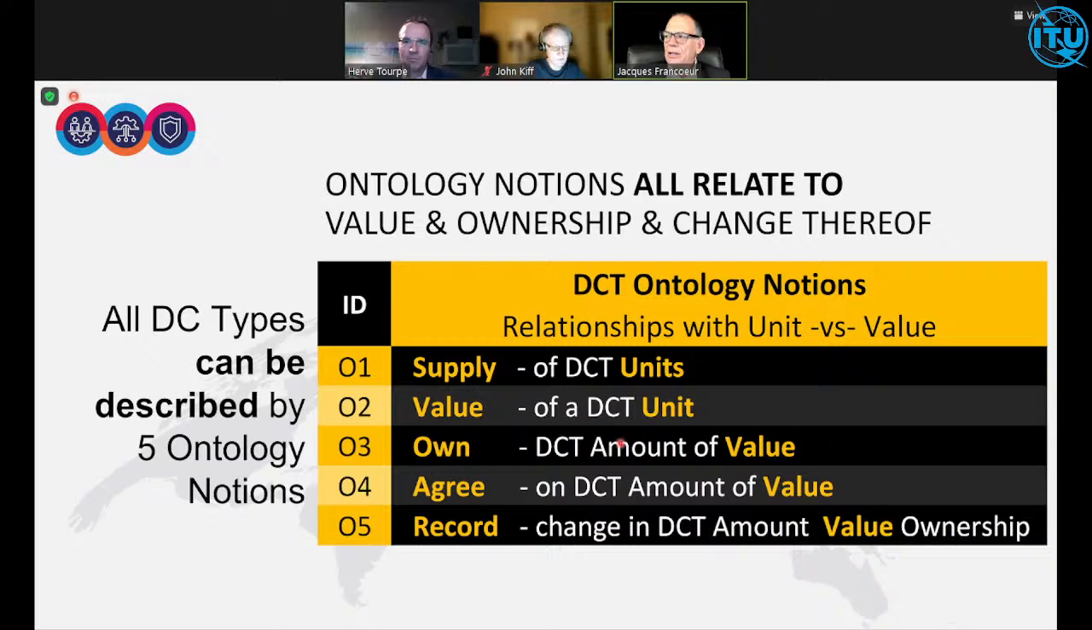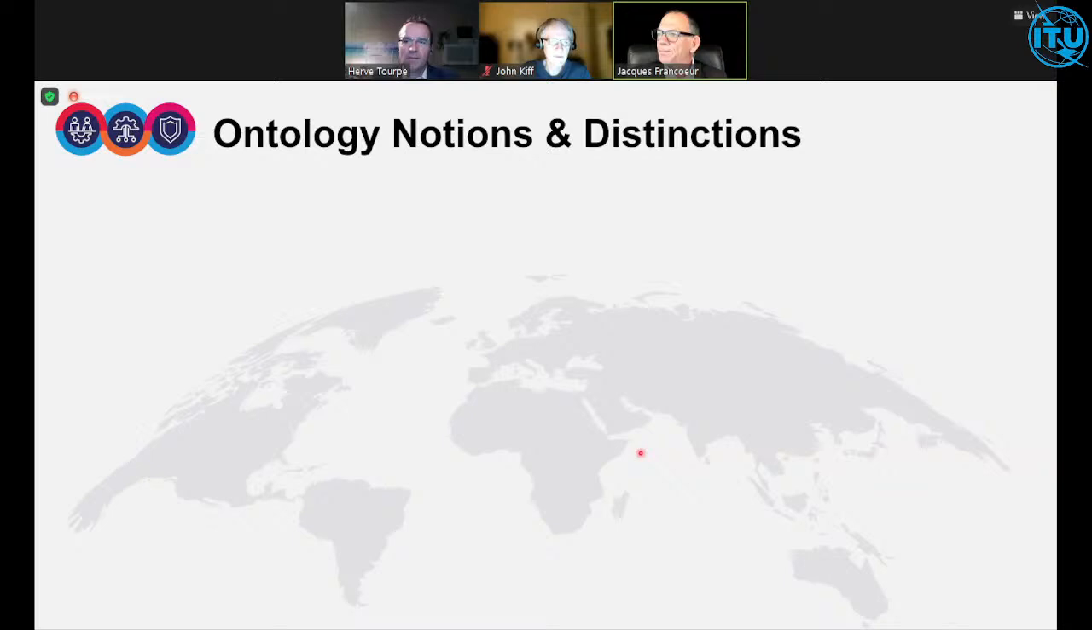So, a very high level of simplicity, and sort of cross characteristics that one would expect to see: it's all about value, and value is represented by DCT amount, digital currency type amount. And it's all about amount of value and change of ownership. It's like, wow, can it really be that simple? Probably not. So what is the definition then?